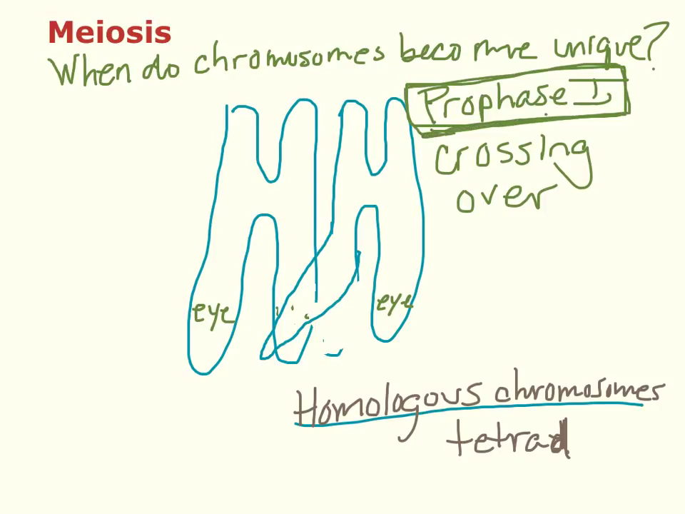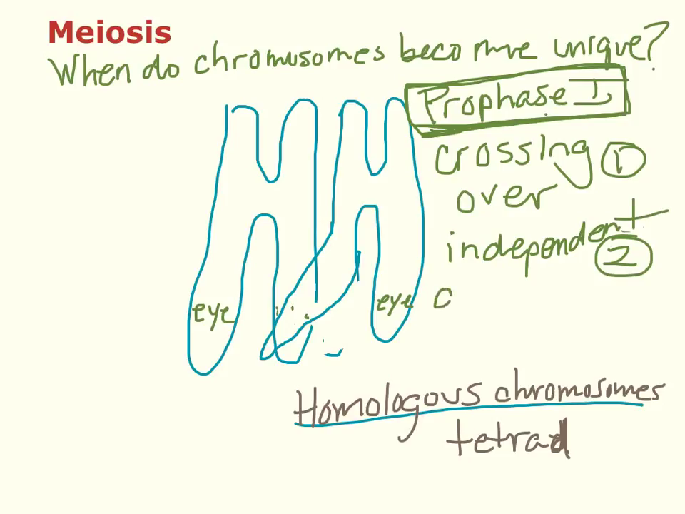So this is one part. The other thing that happens is independent assortment. And I made a bunch of classes. Oh, that's not independent. It's late. I've been pushing it to get this done, and I'm a little tired. Independent assortment.